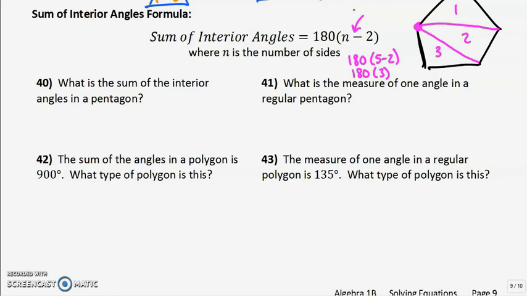The sum of interior angles formula is typically used to find the sum of interior angles or to find the measure of one angle in a regular polygon. So let's take a look at this in the next few examples.